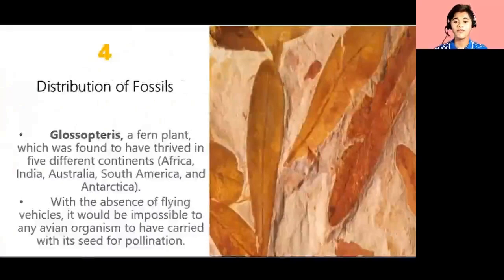Additionally, plant remains were also retrieved. Geologists found fossils of Glossopteris, a fern plant, which was found to have thrived in 5 different continents, such as Africa, India, Australia, South America, and Antarctica. However, we have to take note that with the absence of flying vehicles, it would be very impossible for any avian organism to have carried its seed for pollination.